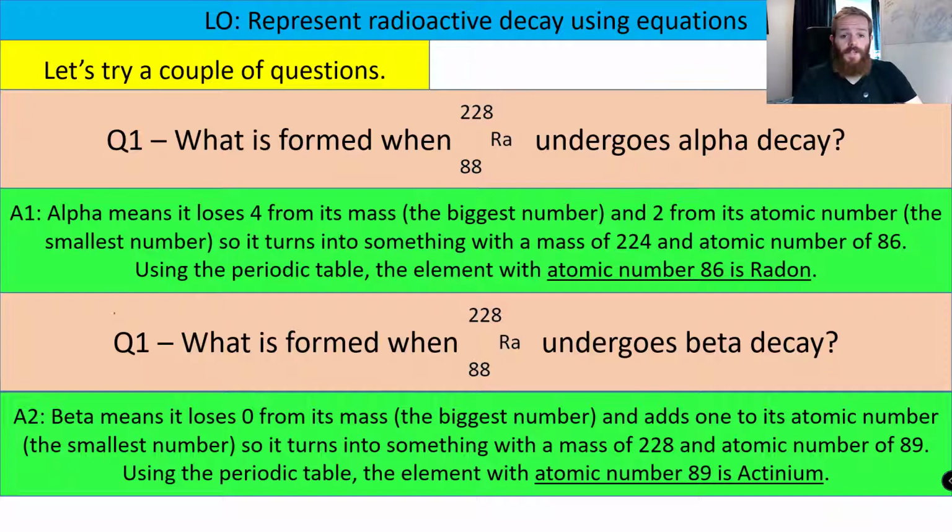And then obviously beta decay, just to repeat myself again, the mass doesn't change, the atomic number goes up by 1. You're always concerned with the atomic number, not so much the atomic mass. You don't look for the atomic mass on the periodic table, you just look for the atomic number, and it'll tell you what your substance is.